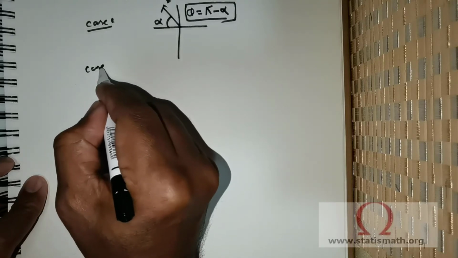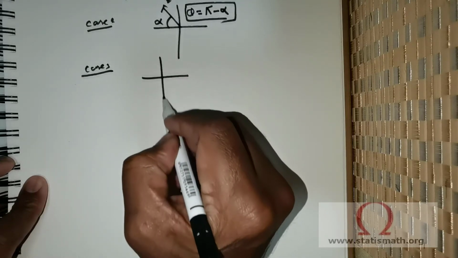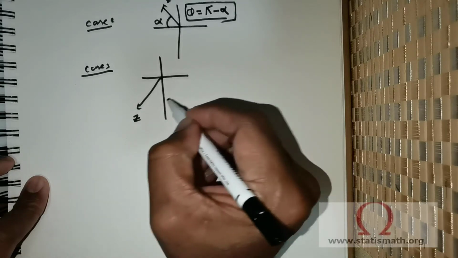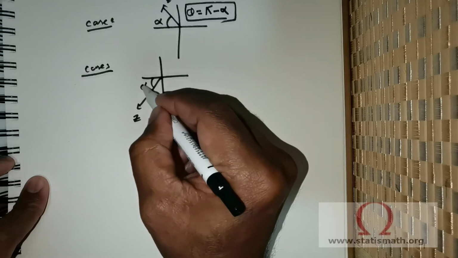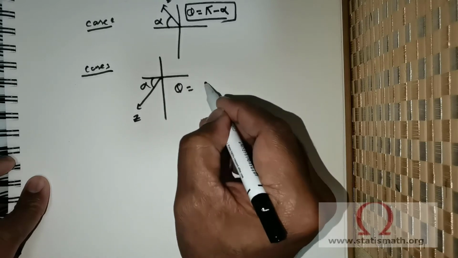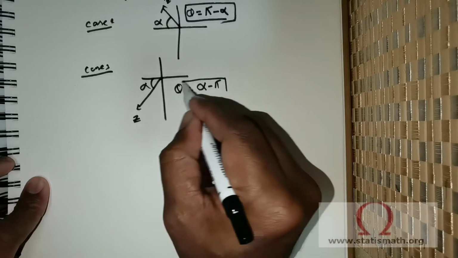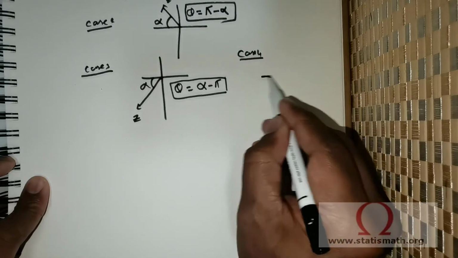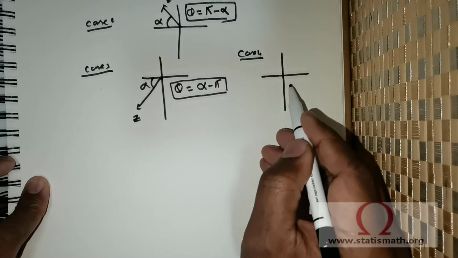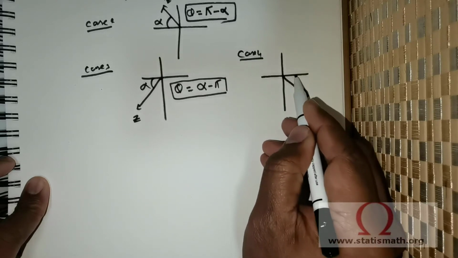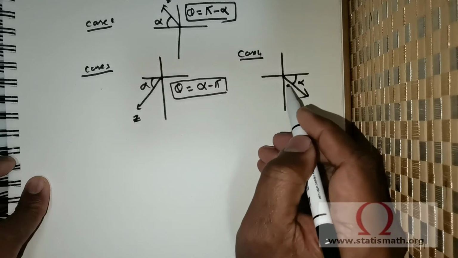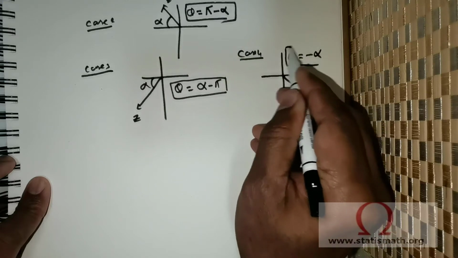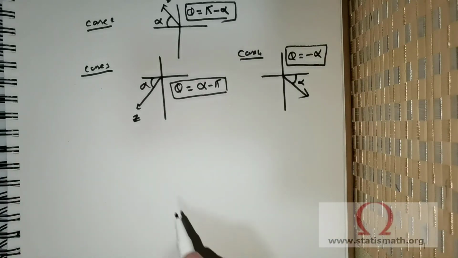Now case number 3. If you are given a complex number z, and the argument for that particular complex number z is found in the third quadrant, in that case your theta should be equal to alpha minus pi. So this is case number 3. Now let us move on to case 4. Imagine you are given a complex number z and you are getting the argument for this complex number somewhere in the fourth quadrant. In that case your theta should be equal to minus alpha. So we have seen the 4 cases.